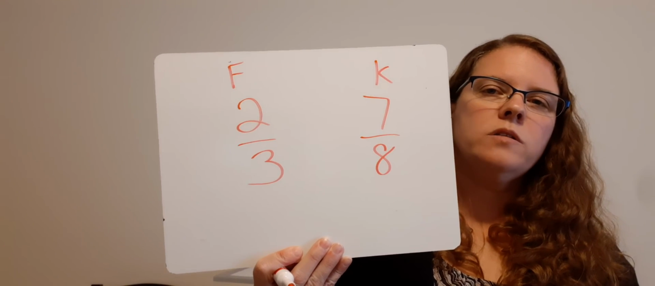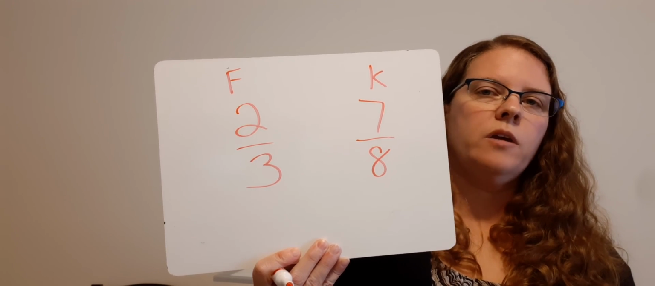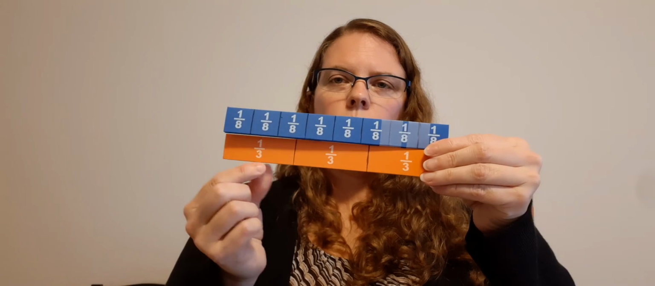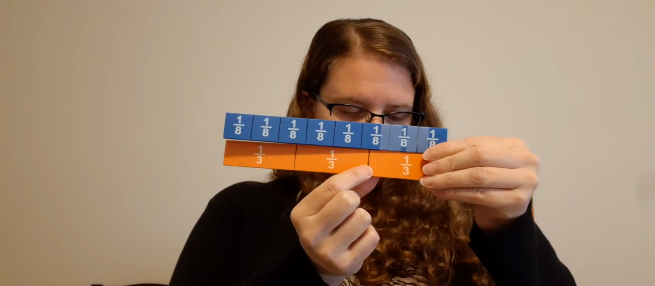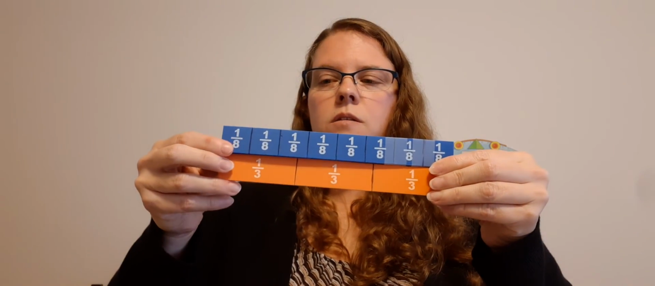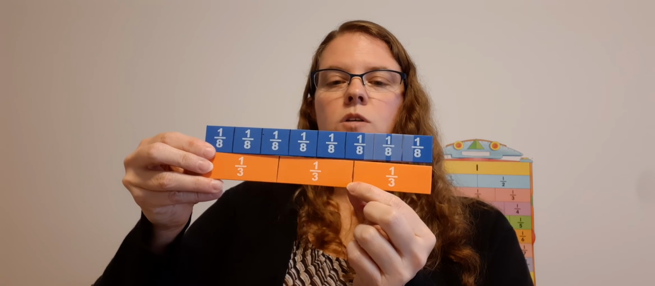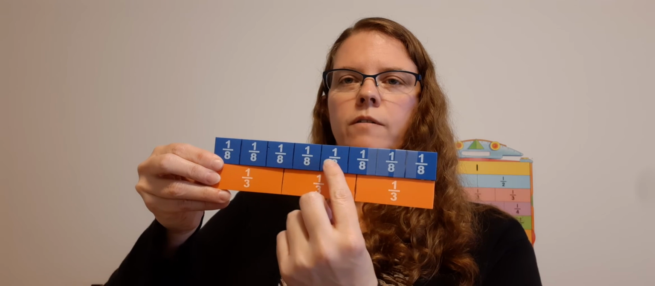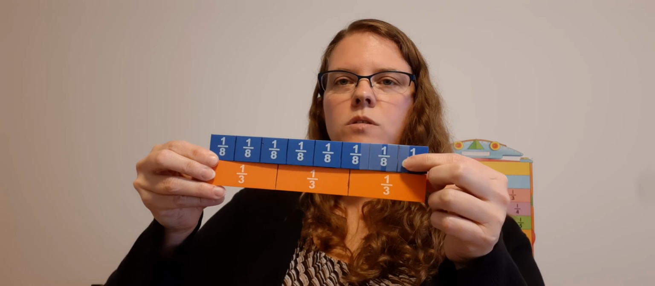Okay, are our numerators the same? How about our denominators? All right, fraction strips. So I need thirds and I need eighths. Okay, make sure they're even. And we have 2/3. So 1, 2, there's my 2/3. And we have 7/8. Let me hold it this way. So there's my 2/3 line right there. 7/8. 1, 2, 3, 4, 5, 6, 7 goes to this line.